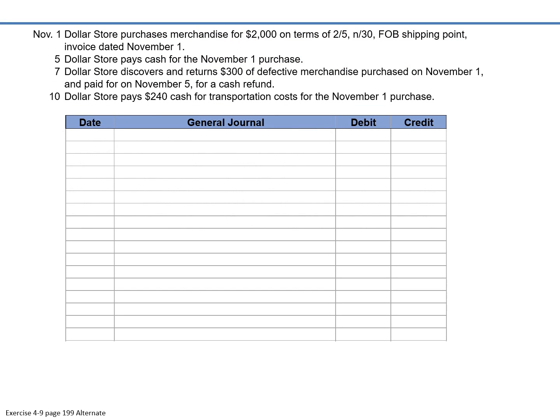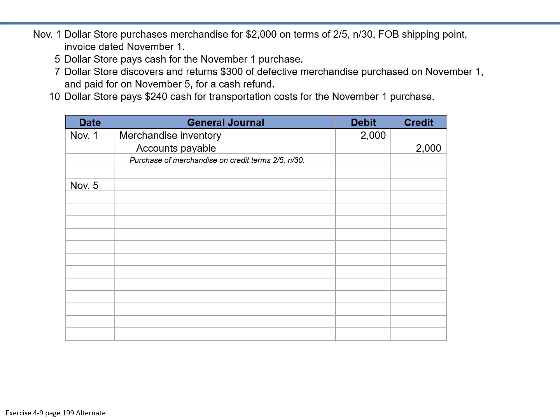All right, so on November 1st, Dollar Store purchased merchandise for $2,000 on terms 2/5 net 30. FOB shipping point, invoices dated November 1st. So on November 1st, they're going to increase their merchandise inventory, and they're going to do that with a debit. And they're going to increase their accounts payable with the credit.